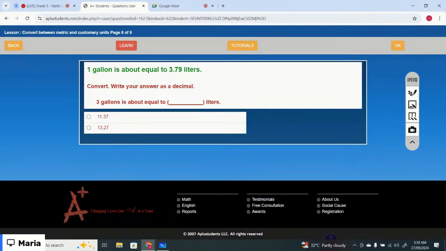1 gallon is about equal to 3.79 liters. So 3 gallons is about equal to how many liters? That is 3.79 times 3. So the correct option is 11.37. Option number 1 is the correct option.